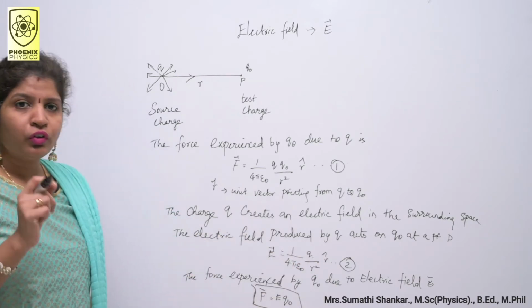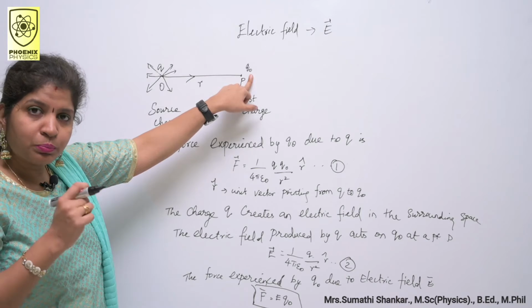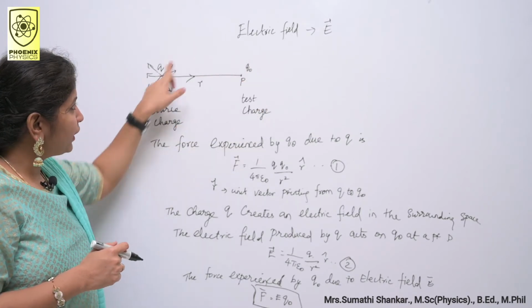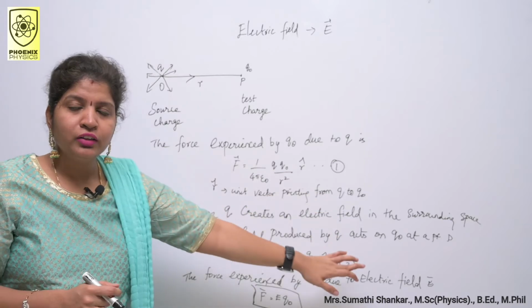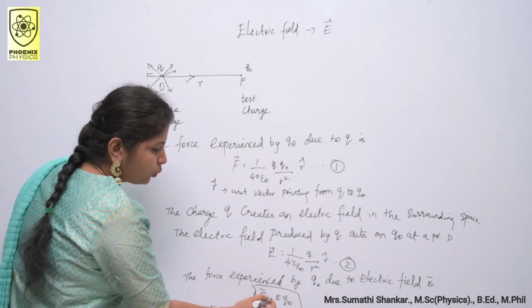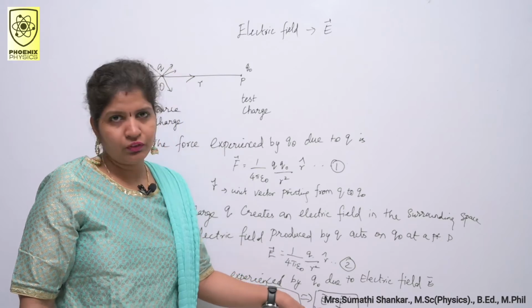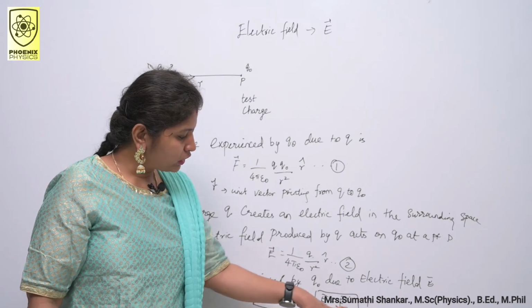Next I want to find out the force experienced by Q naught due to this electric field. How do you write this equation? Substitute equation 2 in 1. From this formula you can easily derive the electric field formula. E is equal to F by Q naught.